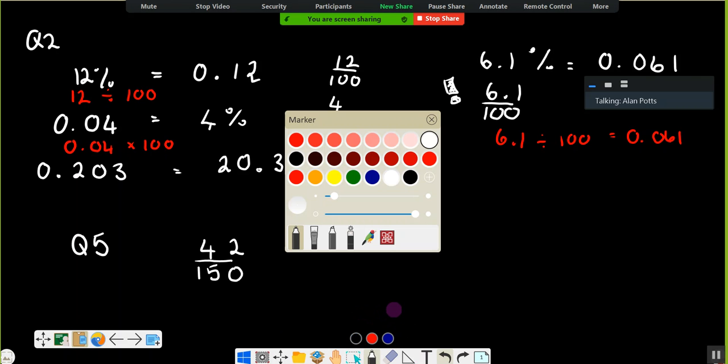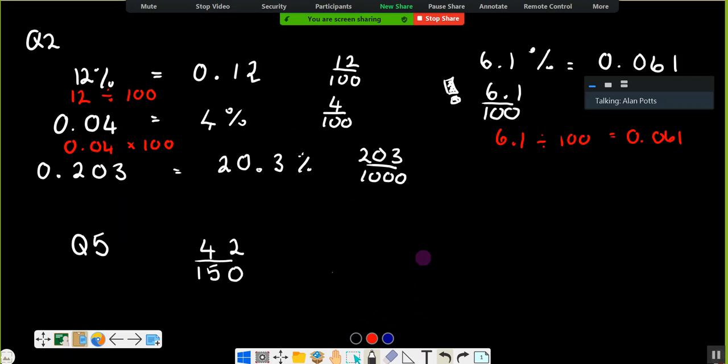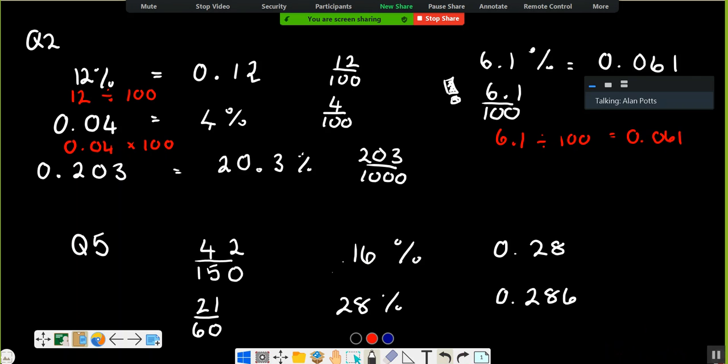Okay, so 42 from 150, we've got 16%, and 0.28. And the question is, which numbers are equivalent? Actually, so we've got 21 over 60, and we've got 28% and 0.286. So they're asking you to decide which ones are equivalent. How do you answer? What process do you go through? Jordan?